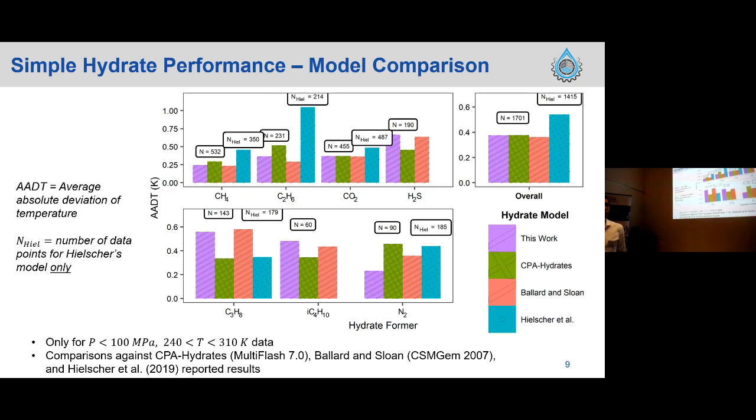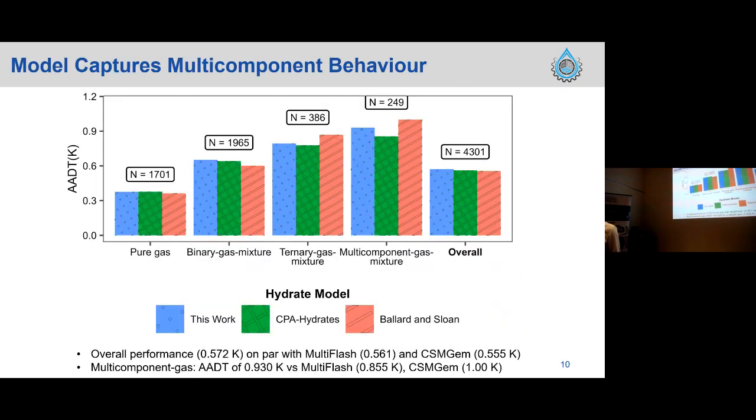We then look to a summary of the overall behavior across various systems, ranging from pure gases to binary gas mixes to multi-component gas mixes. We can see that the overall performance of our model is on par with both Multiflash and CSMGem, where particularly for multi-component gas mixes, our model performs slightly better than Ballard and Sloan or CSMGem and slightly worse than Multiflash, but the deviations are not that significant at this stage. And so this is quite a substantial improvement while reducing the number of associated parameters.